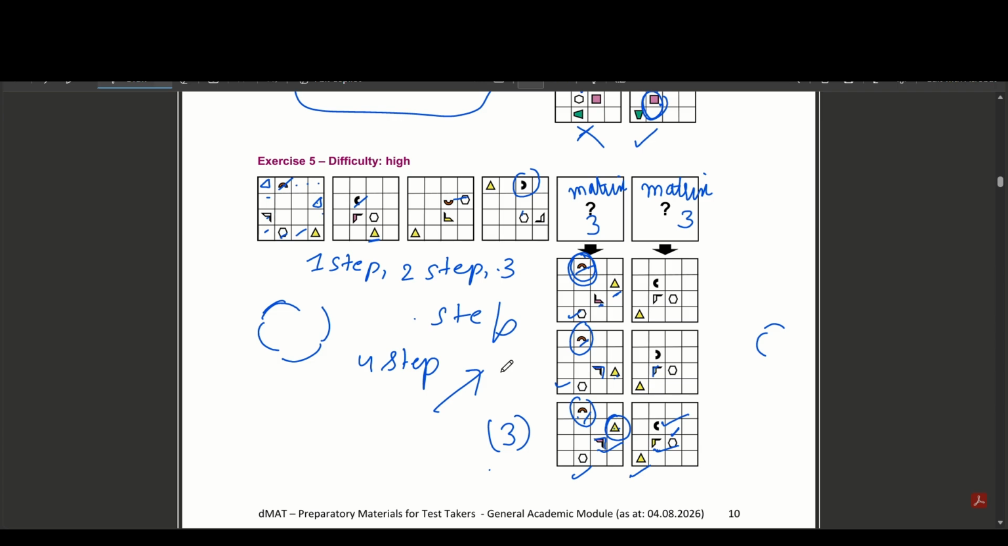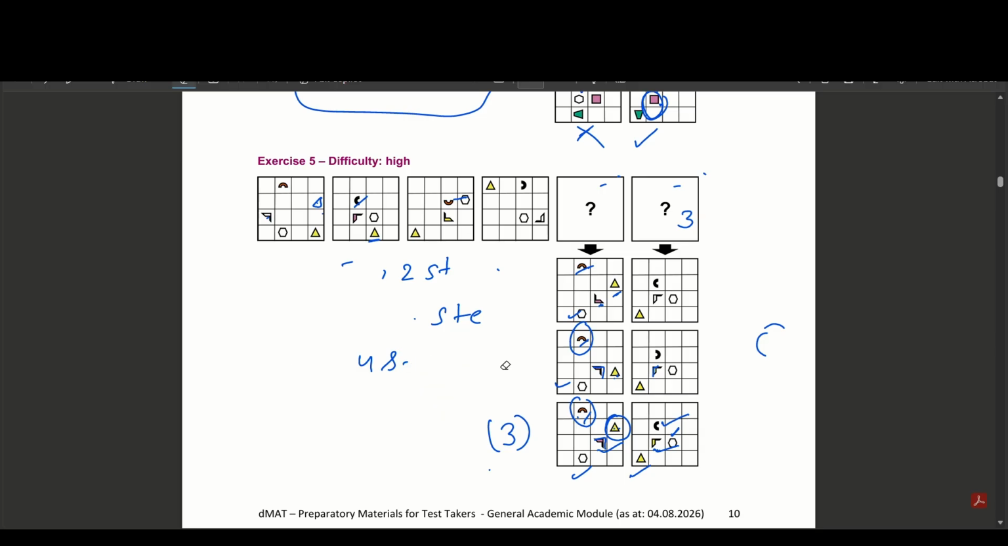I'm going to repeat this question again if you are not able to understand. This is a difficulty level high question. So just give me a moment. In 50 seconds, we are going to solve this question again.